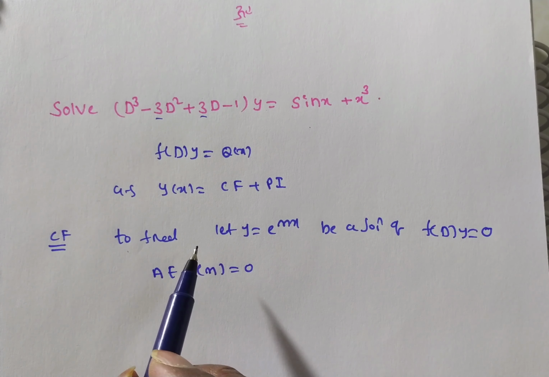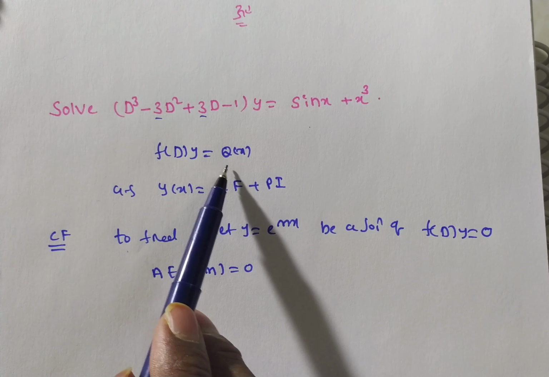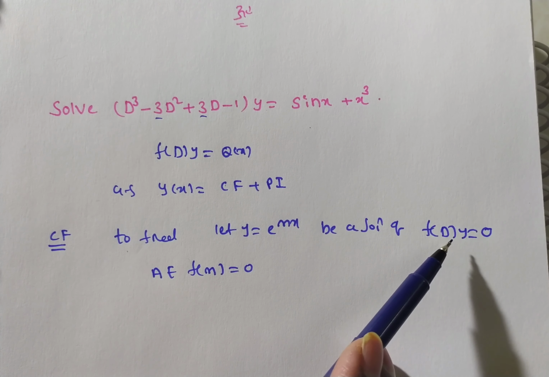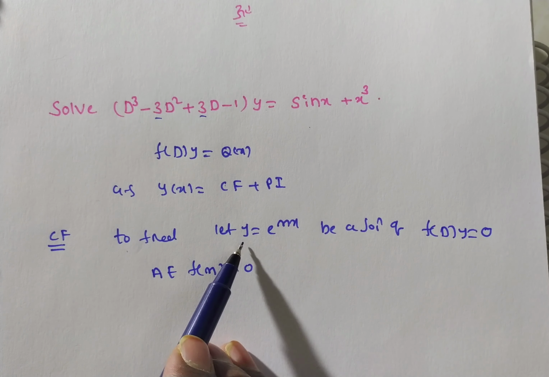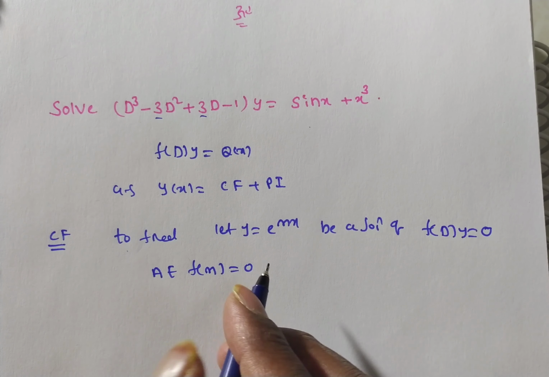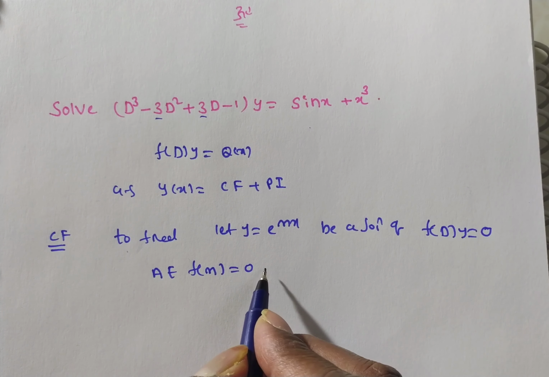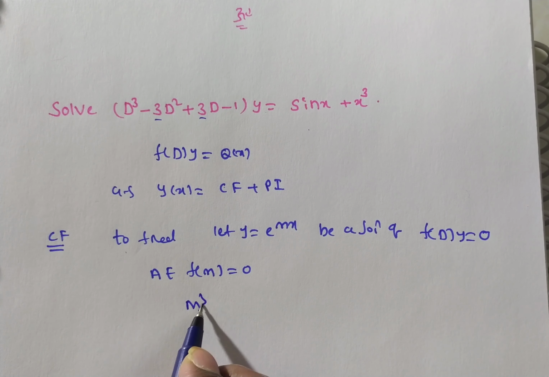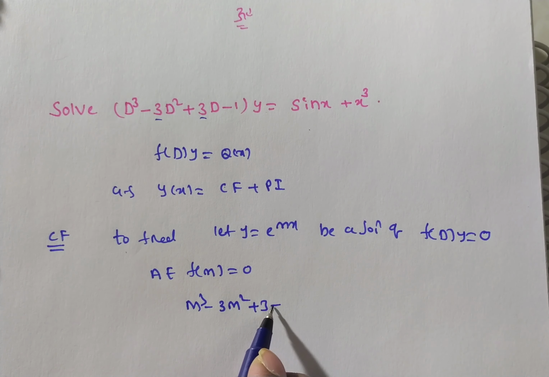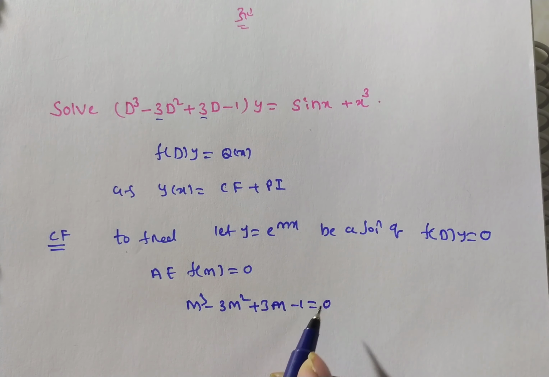So friends, while finding the complementary function, we are taking Q of x as 0, so you will get f of D into y equal to 0. To get the complementary function, we are introducing y equal to e power mx. Then we will have f of m is equal to 0. Now, what is f of m here? m cube minus 3m square plus 3m minus 1 is equal to 0.